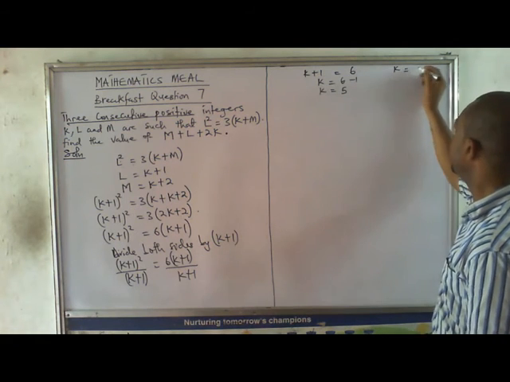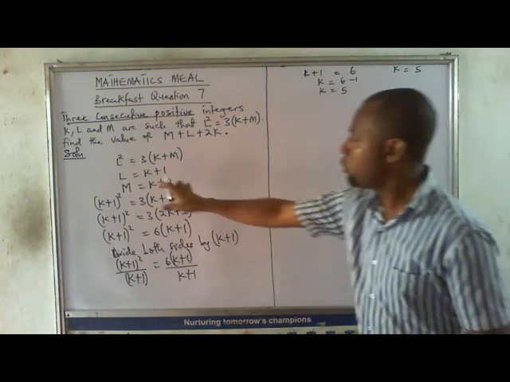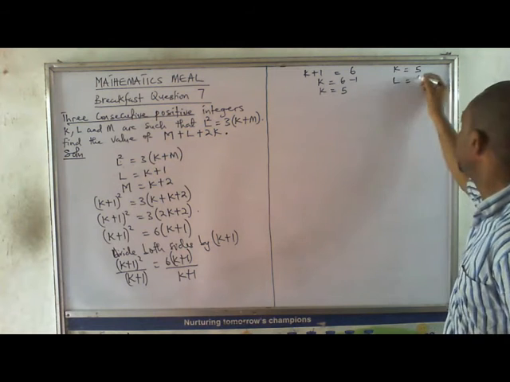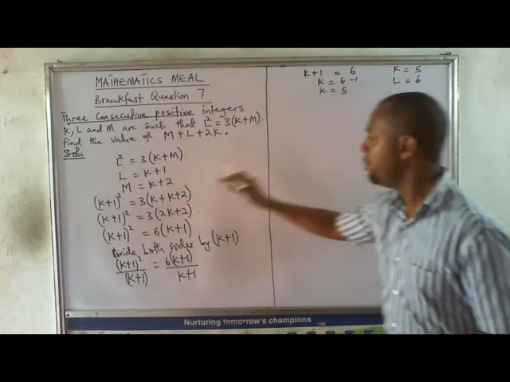So if k is 5, what will be l? l will be 5 plus 1, which is 6. And m will be what?